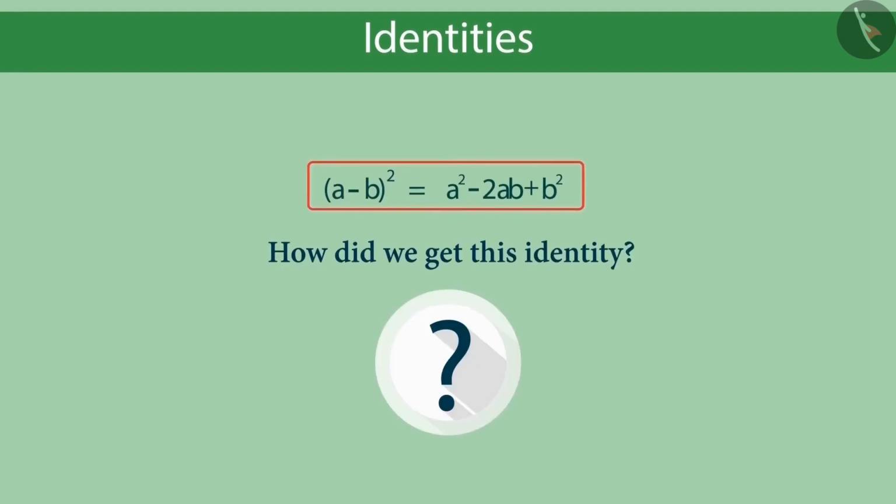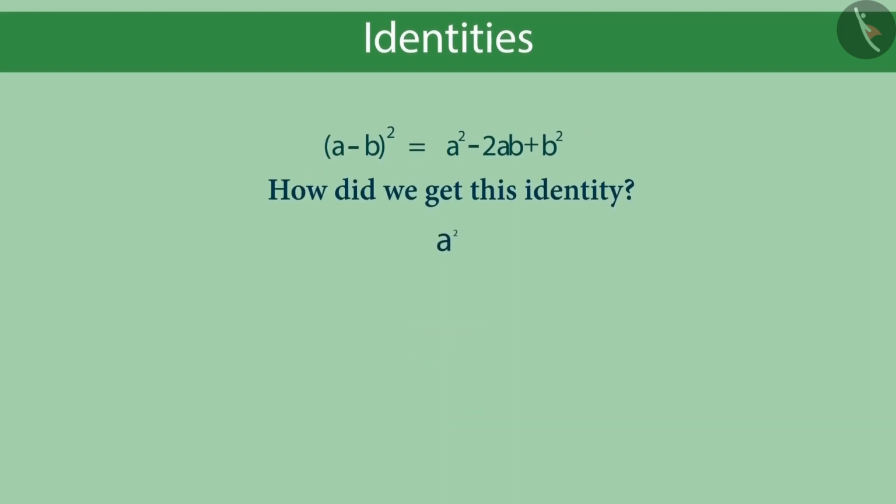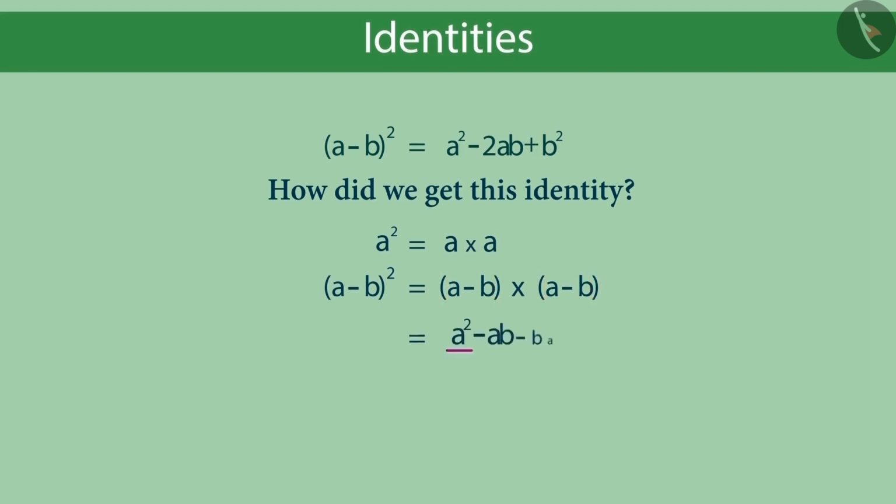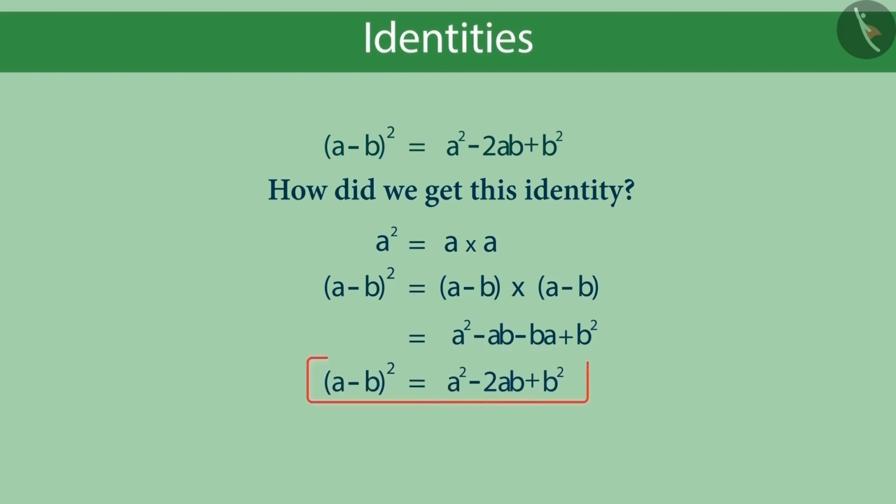Can you find out? We know what is a raised to the power of 2. It is a multiplied by a. Similarly, (a − b)² will be equal to (a − b) multiplied by (a − b). Removing the brackets on the right-hand side, we will get a² − ab − ba + b². Observe the two terms in the middle. Since ab is equal to ba, they can be combined to get this equation. So this is how we got this identity.